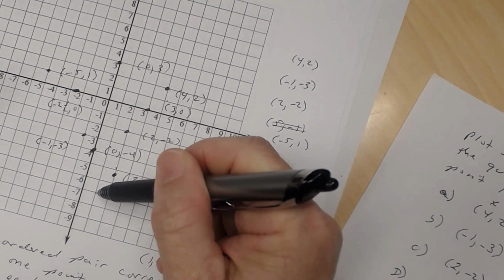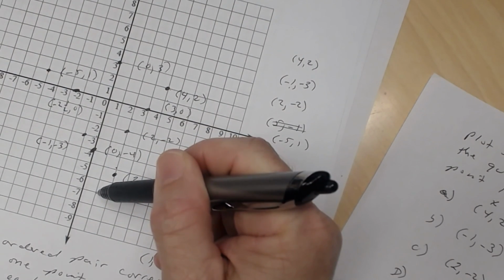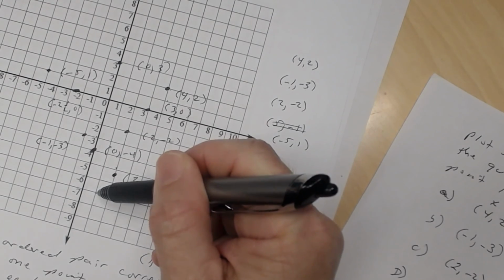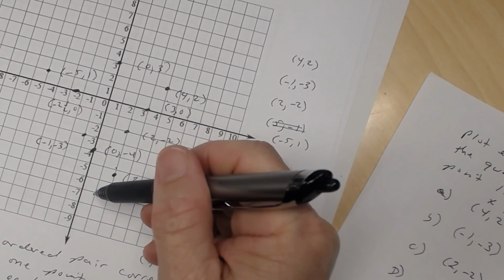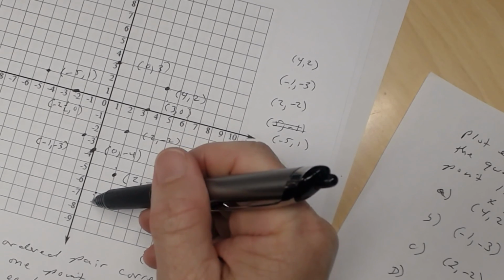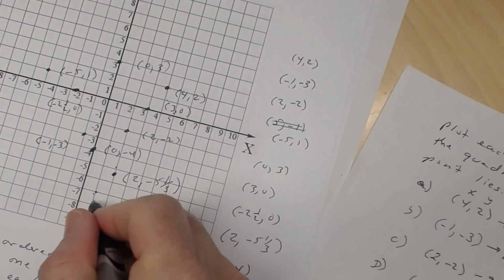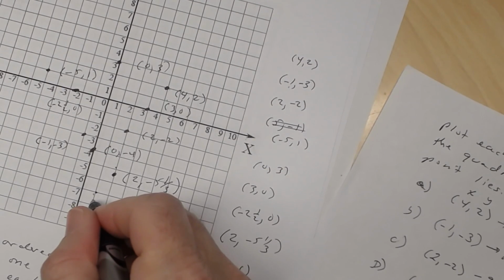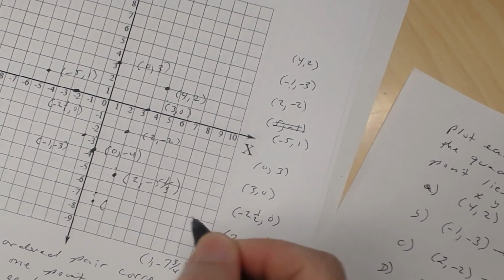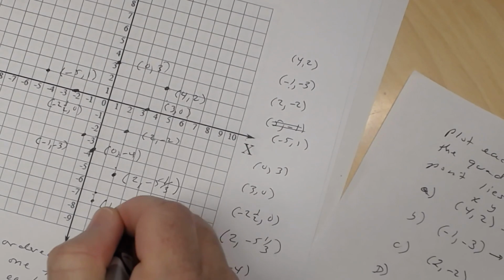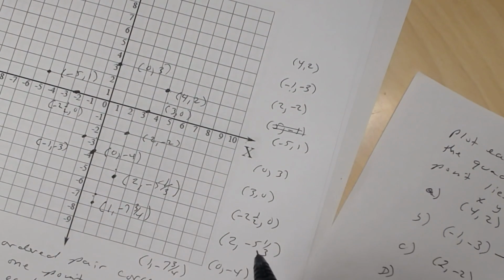So remember 3/4. Use your calculator if you need to. Change it to a decimal: 3/4 is 0.75. So I go 0.75 more, so 3/4 more. That's about here. All right, so this is the point right here: (1, -7 and 3/4).